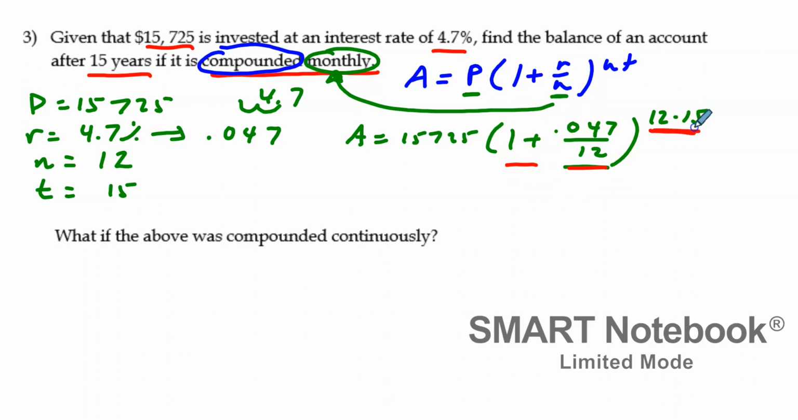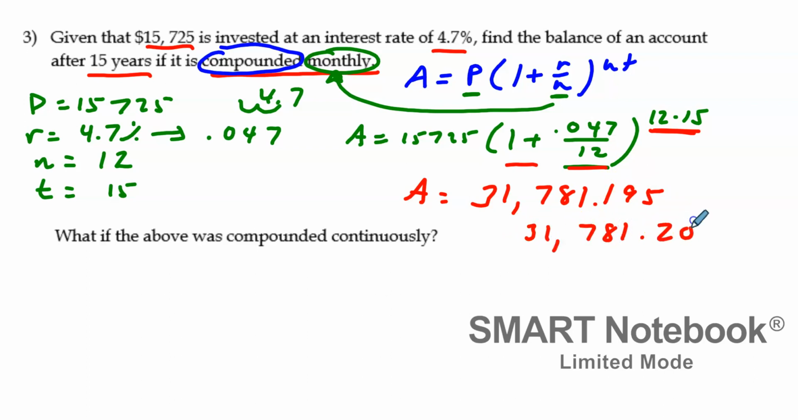Then you're going to raise that, order of operations: you raise to a power before you multiply. So you're going to raise that to the 12 times 15 power, which would be 2.02. And then lastly, you multiply by $15,725. And my final answer for A was $31,781. So if we're thinking cents, it would be $31,781.20 if we are rounding up.